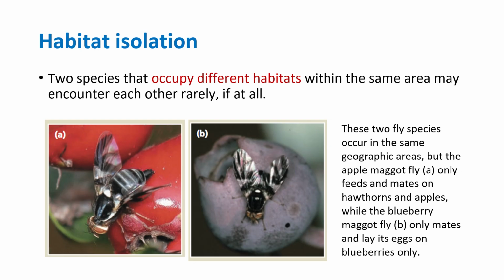The first is habitat isolation. Habitat isolation happens when two species occupy different habitats within the same geographic area. For example, the two fly species here are found in the same location. However, the apple maggot fly on the left only feeds and mates on apples, while the blueberry maggot fly on the right only mates and lays eggs on blueberries. So this difference in their choice of habitat would make it so they would never be able to meet and breed with each other.